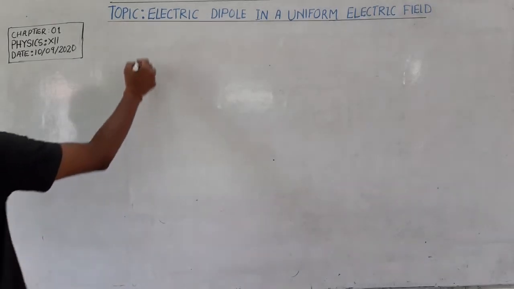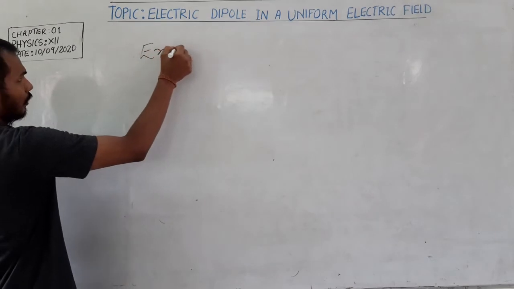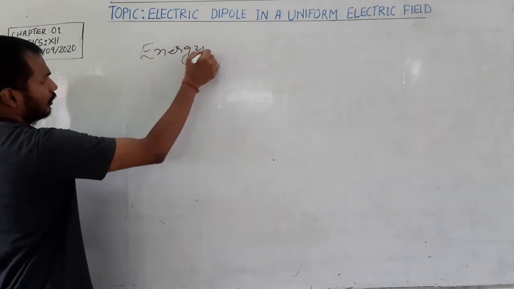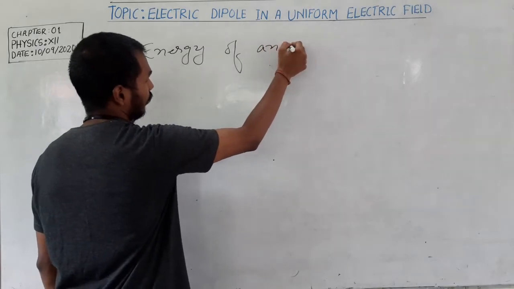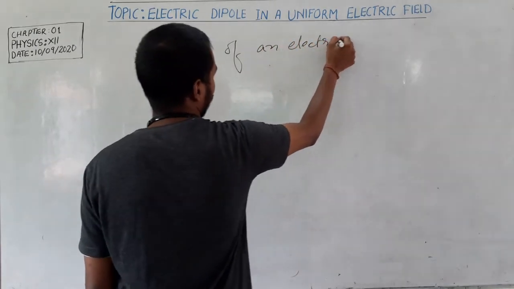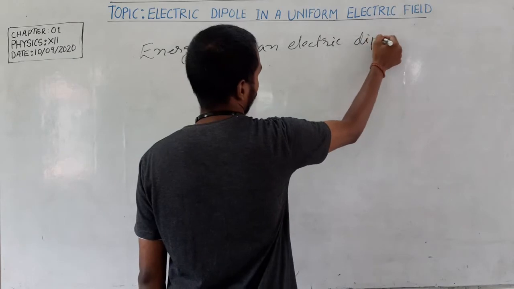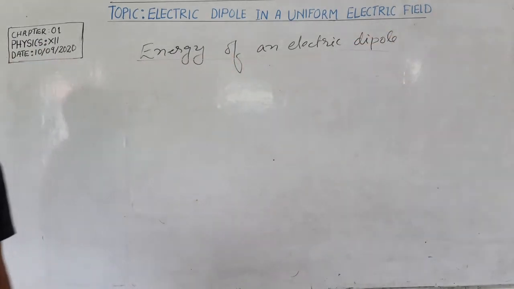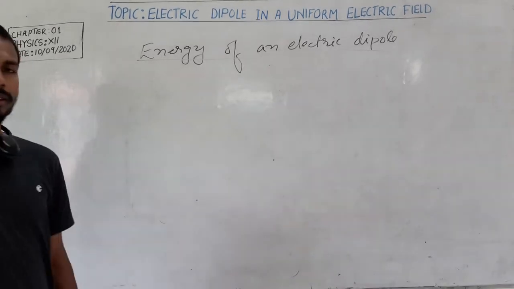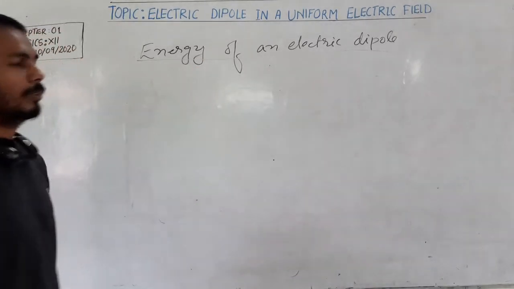Now, energy of the dipole. Energy of an electric dipole when placed inside a uniform electric field. When a dipole is placed inside a uniform electric field, what is the potential energy of the dipole?